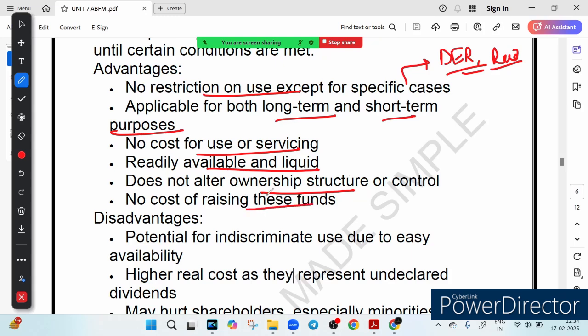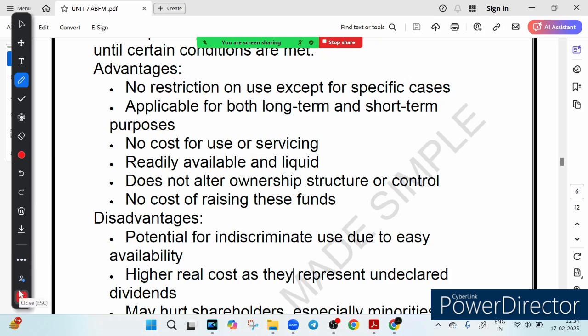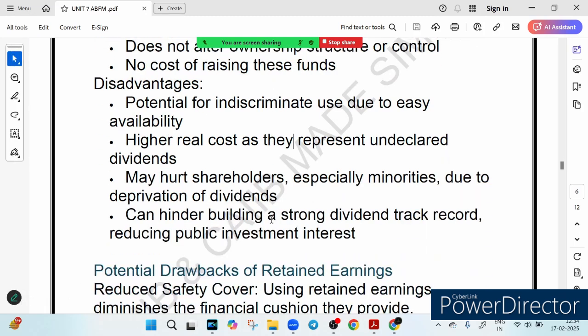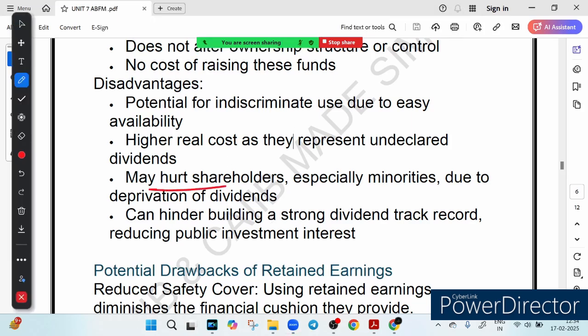Sounds great, but wait, there is another side to this. There are some disadvantages also. Easy money is easy to misuse, right? Since these funds are readily available, they might be used recklessly, and shareholders might suffer. How? These retained earnings are technically undistributed dividends. Obviously, these are dividends which are undistributed, right?